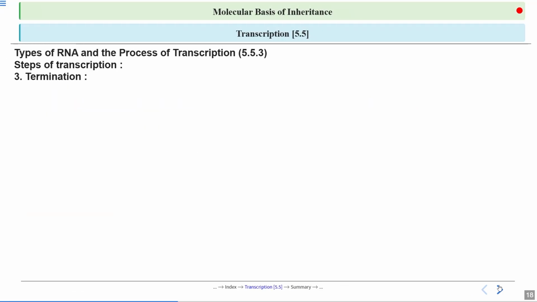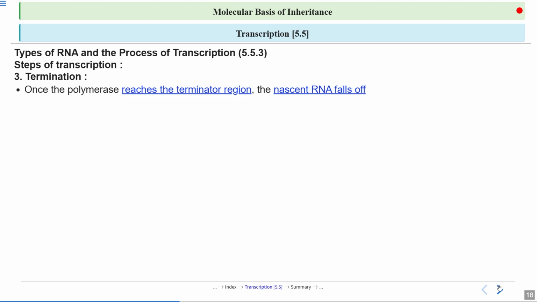Now how will it happen? Once the polymerase reaches the terminator region, the nascent RNA falls off. Means once after the elongation step, the polymerase reaches the terminator region, now what will happen? The nascent RNA which has been formed will fall off from there. This also causes the RNA polymerase to detach.